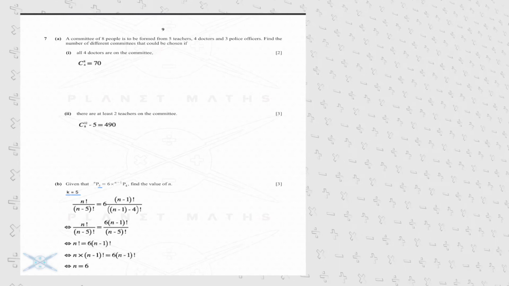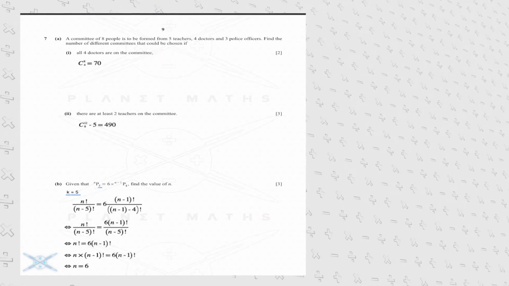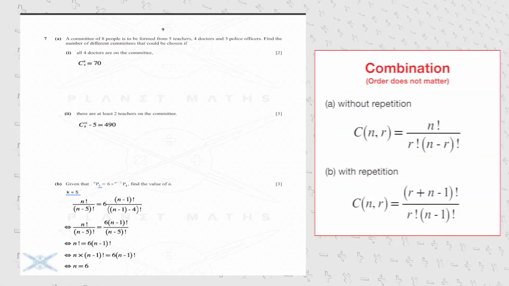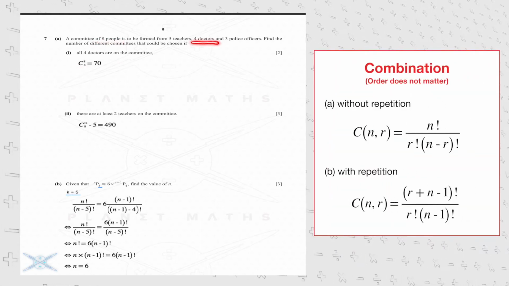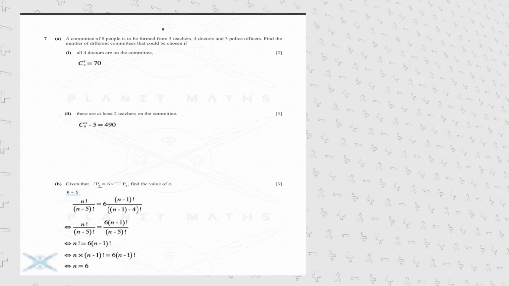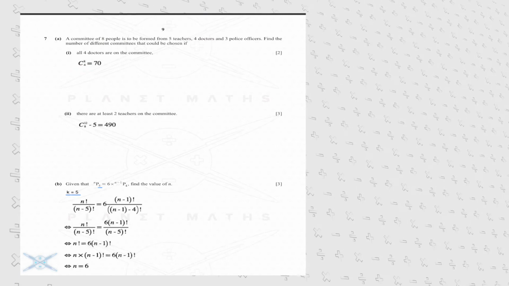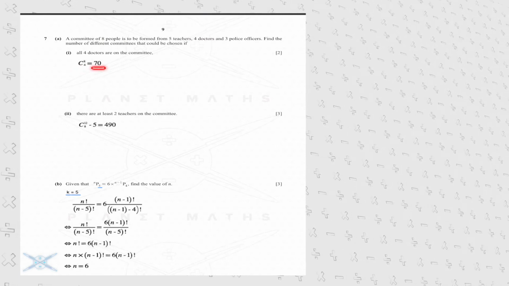Since the order by which the doctors are picked into the committee of 8 does not matter, we are dealing with a combination, and to ensure that all of the 4 doctors are part of the 8 people strong committee, we need to perform the following calculation, leading us to the solution that there are 70 options to make this happen.